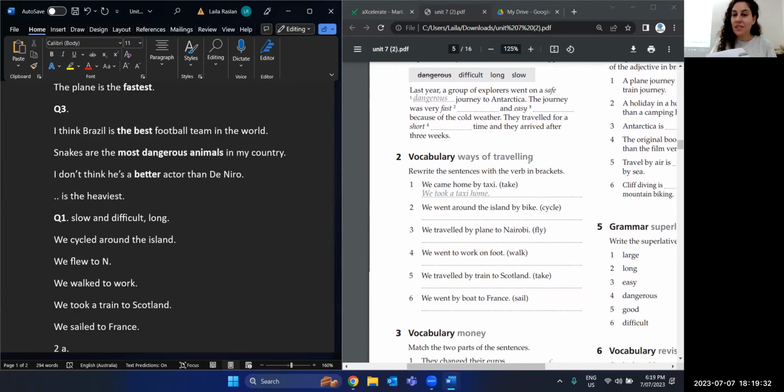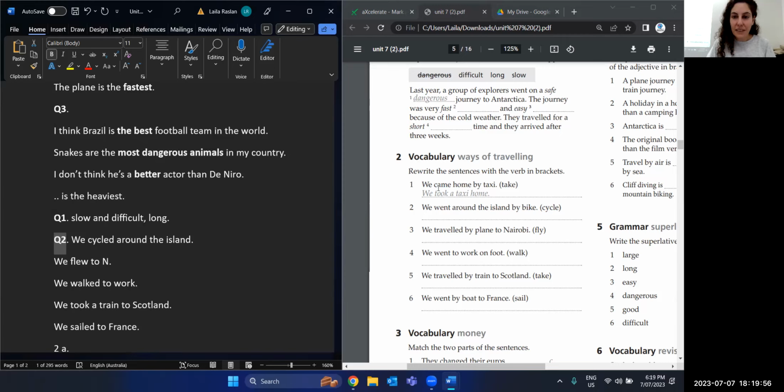Okay, ways of traveling. So you remember we looked at, how do you go to class? Do you go by bike, by taxi, by bus, by train? So by, when we say how we go somewhere, or take. I took a taxi, I take a car to work, I take a bus.